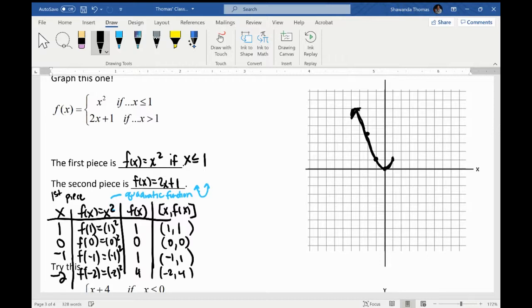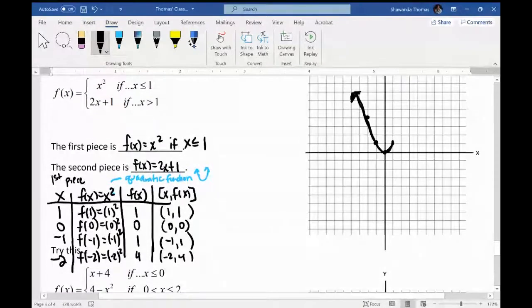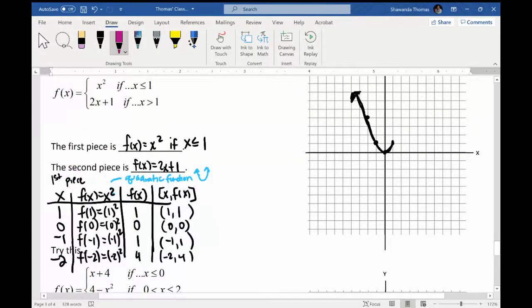All right. Any questions about graphing that piece? Again, we don't want to go this direction here with this piece because we're only graphing when x is less than or equal to 1 for the first piece. All right. Let's go to the second piece now. Tell me what type of function is the second piece. It's a linear function. Yep, it's the line.